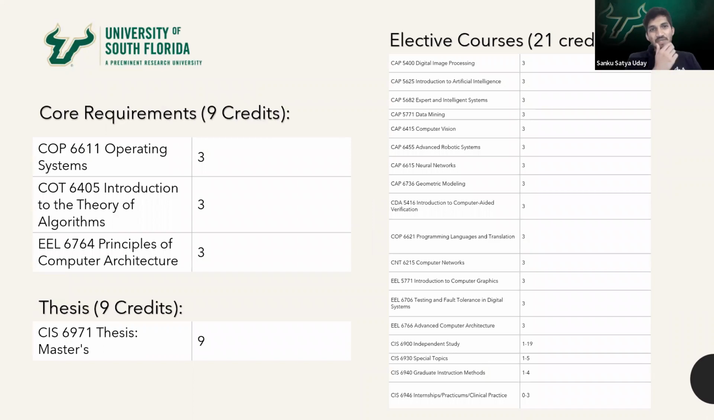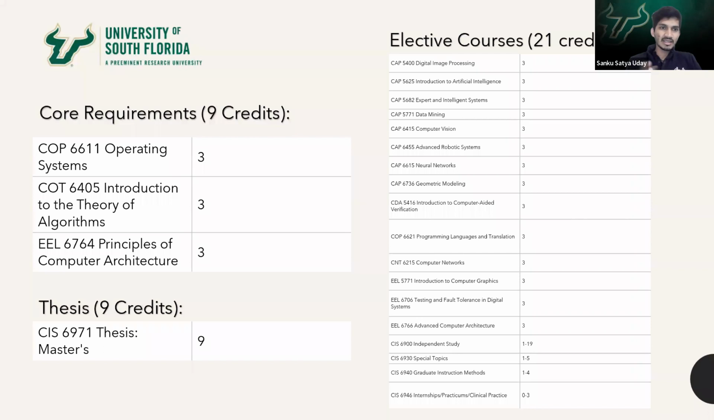And coming to the coursework, here is my university of my master's degree, which is University of South Florida, where I need to do the core requirements. Definitely, these are the compulsory subjects, which are 9 credits in total. In the master's degree, you need to complete 30 credits in total, or some universities might prefer a total of 32 or 33 credits. It depends on the university and varies from university to university.